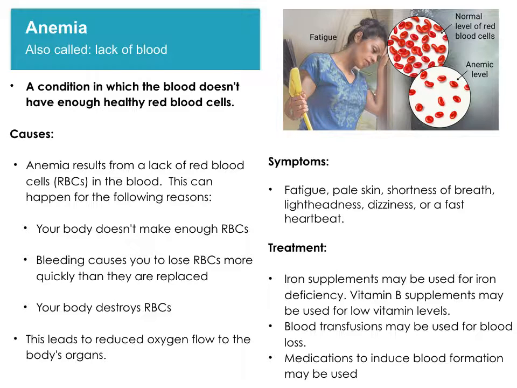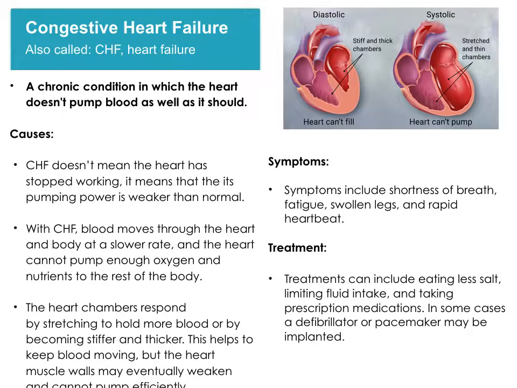There are also conditions where the body will actually destroy red blood cells. This leads to reduced oxygen flow to the body, which can cause fatigue, pale skin, and shortness of breath. Sometimes anemia can be effectively treated with iron supplements, but also blood transfusion and other medications can be used.